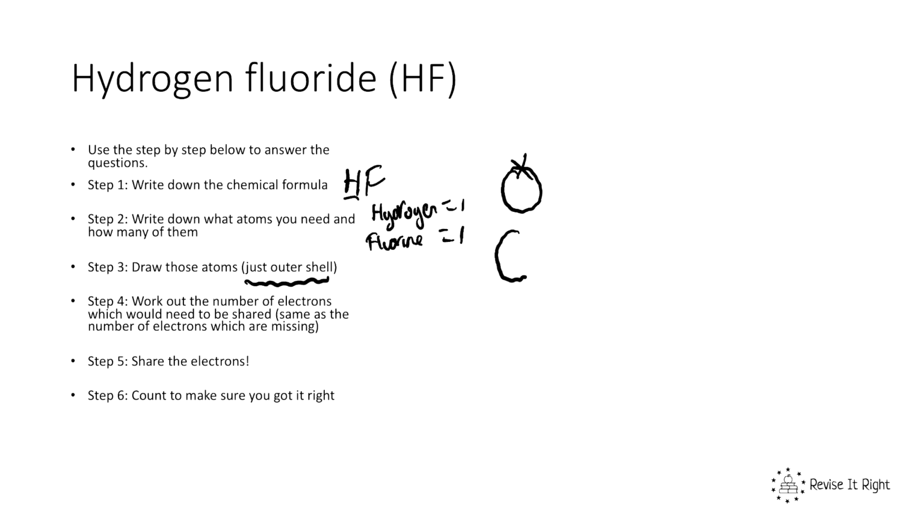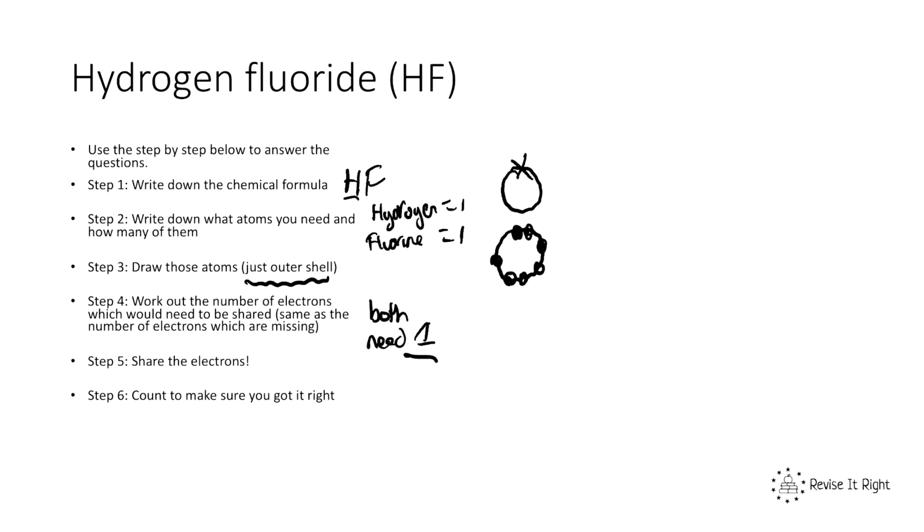Okay, there we go. So, work out the number of electrons which would need to be shared, i.e., how many electrons do each of them need? Okay, now we can see that to become a full outer shell, hydrogen needs only 1. That's because you only need 2 electrons to fill that first outer shell. And fluorine only needs 1. Okay, so they both need 1. So because they both need 1, hydrogen is going to share one of its electrons with fluorine. And fluorine is going to share one of its electrons with hydrogen.